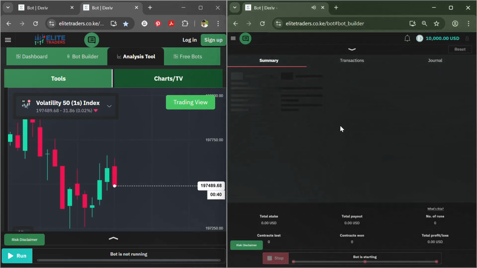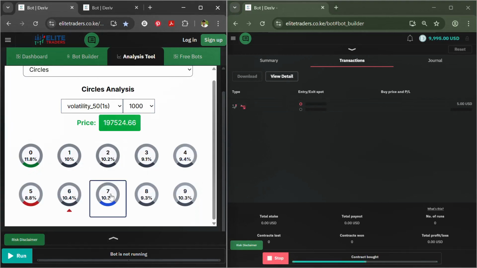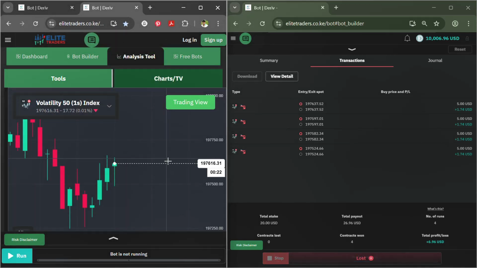Then click run. The robot will scan for the entries. So you really don't have to stay on the chart and wait until digit 7 starts before running your bot. All you need to do is enter your entry point, and the robot will scan for the entries. The moment digit 7 is started, the robot will automatically start.